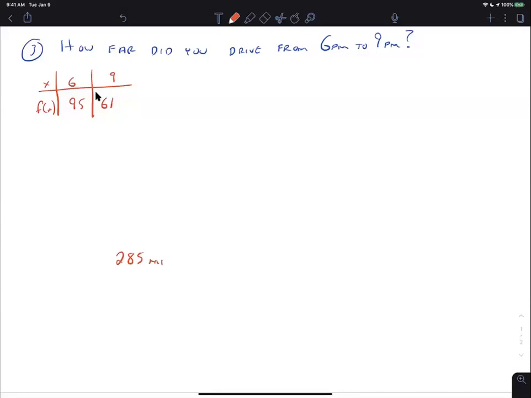Just multiplied 95 by 3 hours. Perfect. 95 times 3 hours. And the idea is you were driving 95 miles an hour the whole time. You were doing that for 3 hours. So if you multiply them, that's how far you went. Does that make sense to everybody? You guys clear? Any questions?